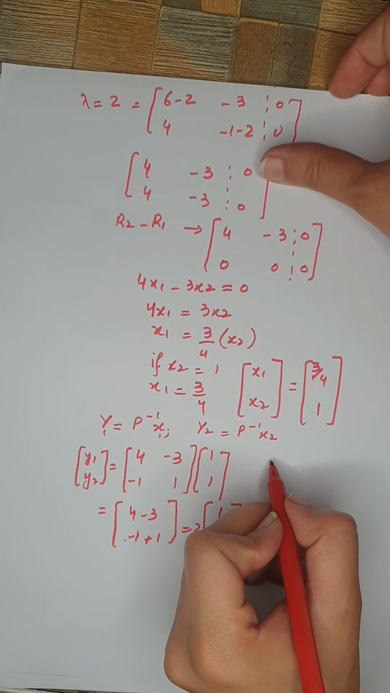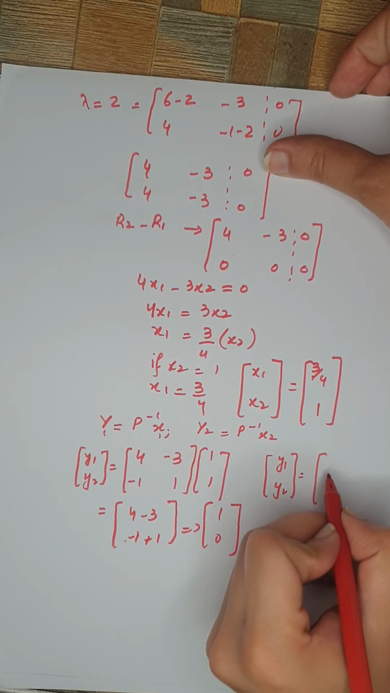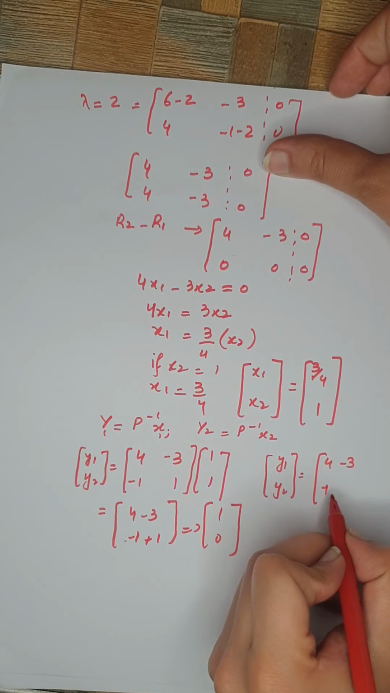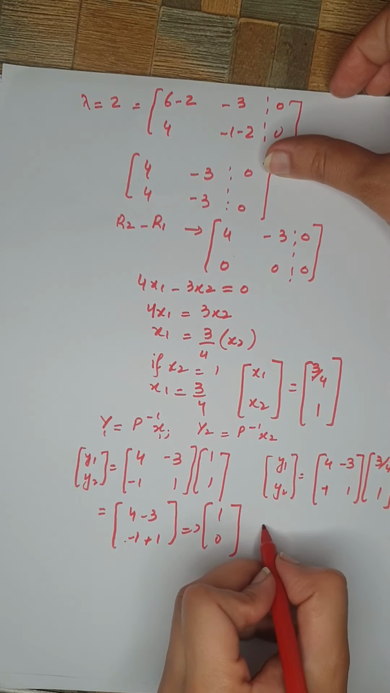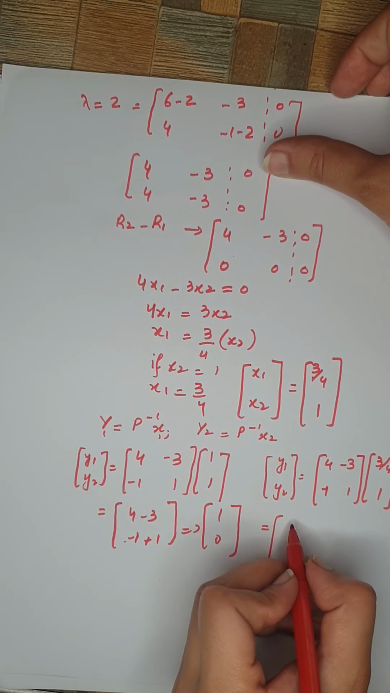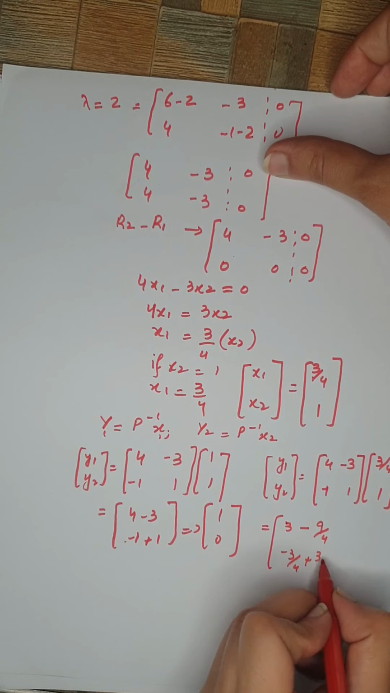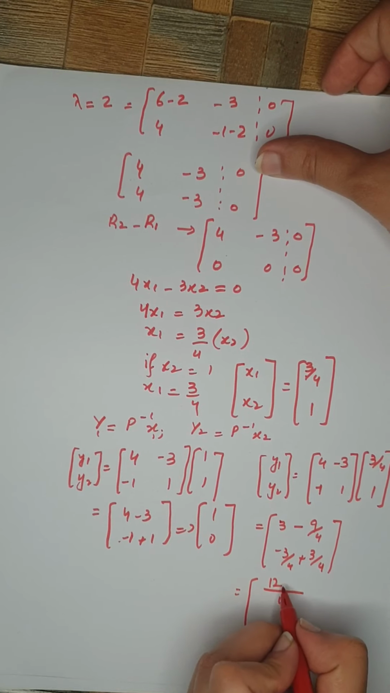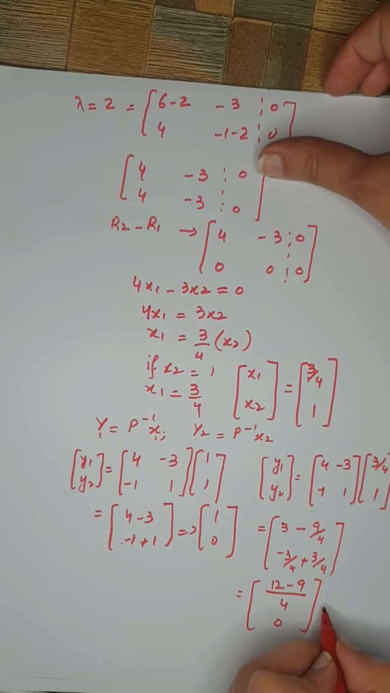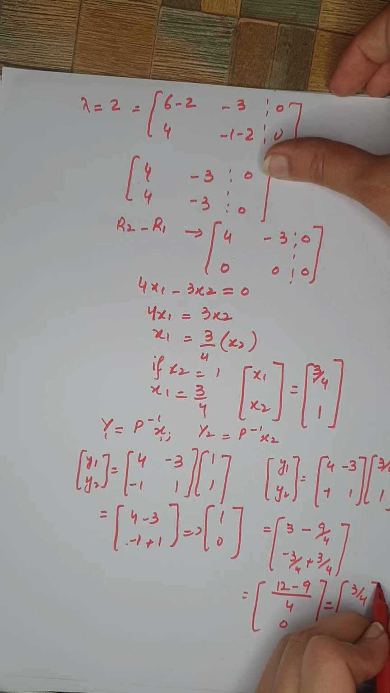Now let's find the second eigenvector, again y1, y2. This is equal to P inverse, minus 3, minus 1, 1, times 3 by 4 and 1. Now just multiply these two matrices. You will get 4 into 3 by 4 resulting in 3, minus 9 by 4, minus 3 by 4 plus 3 by 4. Alright, so just simplify them. 12 minus 9 is equal to 3 by 4, and 0 over here.